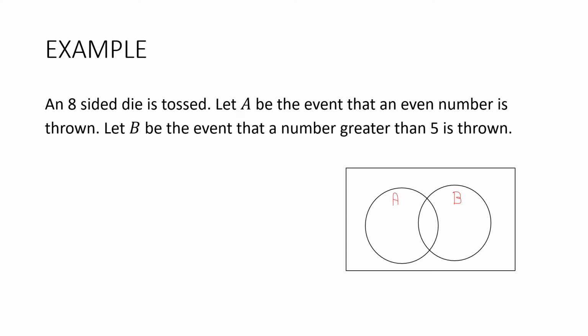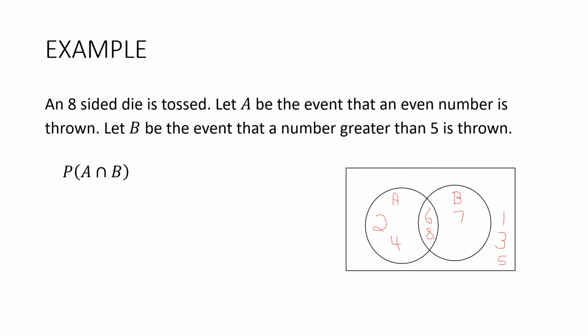Let's draw this up as a Venn diagram. A is even numbers and B is numbers greater than 5. The overlap is going to be the numbers 6 and 8. Then in here will be the other even numbers, 2 and 4. And in here, the other number that is greater than 5 is 7. Outside those two circles, we're going to have the numbers 1, 3, and 5.